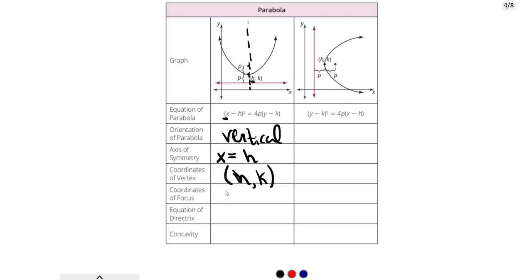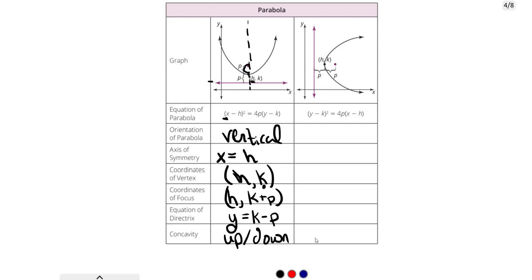And the coordinate of my focus was p units up from the vertex, and so if we're going up, that means we're going to change the y value. So h stays the same. We do k plus p. Now directrix is a line, and it's going to be a y equals line. And so we're going to do our y value again, so k, but this time we're going to subtract p because it always goes the opposite direction. And these were either concave up or down.